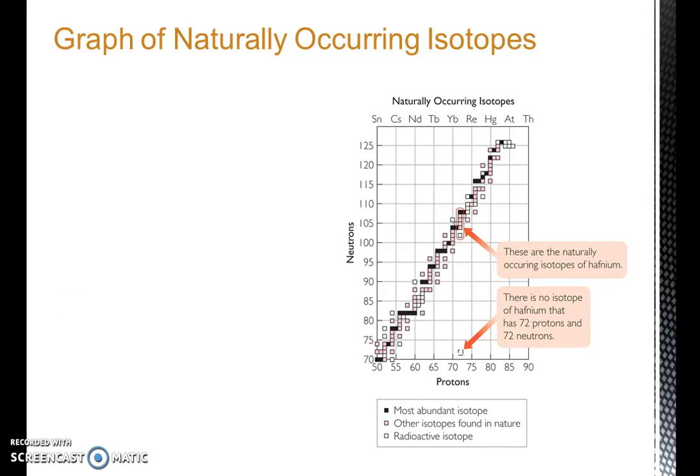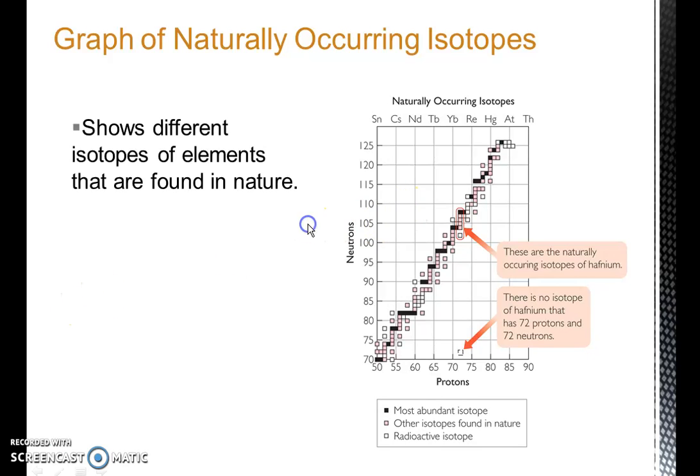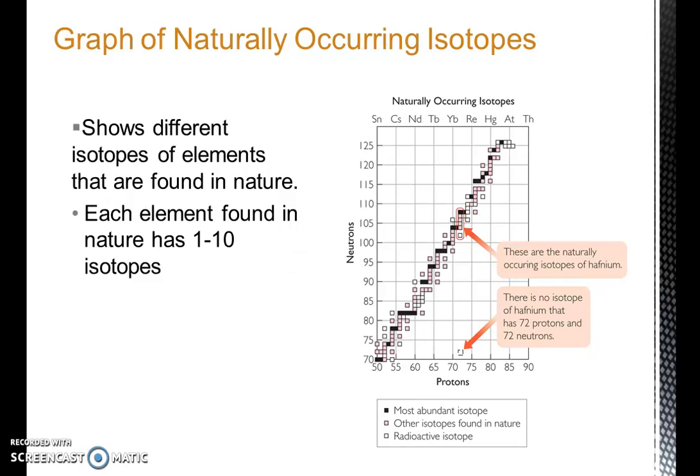So this is the graph of naturally occurring isotopes. These are all of the isotopes that we can find in nature for each of those elements. You have this chart in your packet for nuclear chemistry. Each of the elements has about 1 to 10 isotopes in nature.